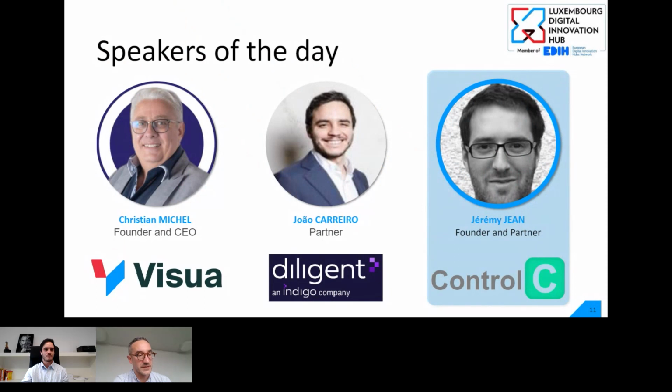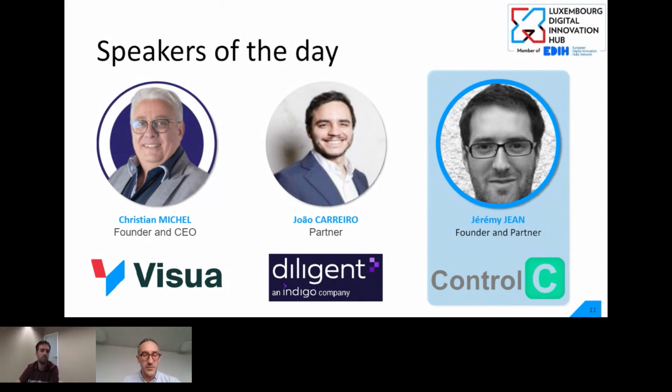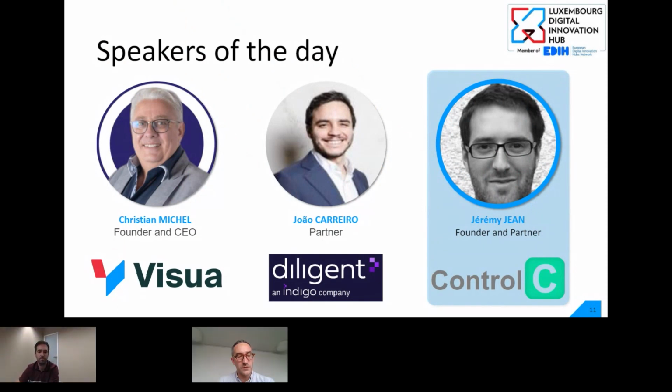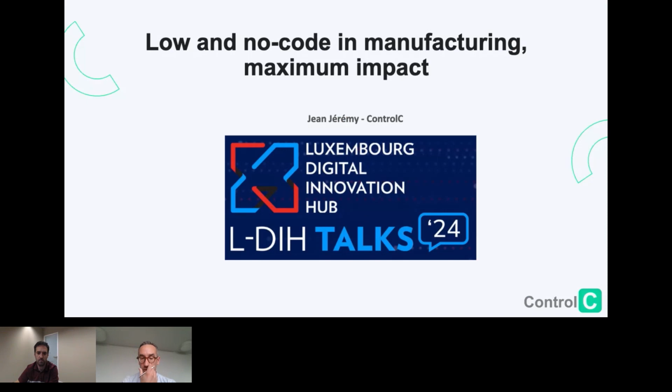And now let's give the floor to Jérémy Jean. With 13 years of experience in several industries, mainly in operational positions, Jérémy is the founder and partner of Control C, a Luxembourgish solution factory that uses low and no code to optimize workflows and to eliminate basically all the actions that don't bring value to the businesses. Jérémy, welcome, and thank you.